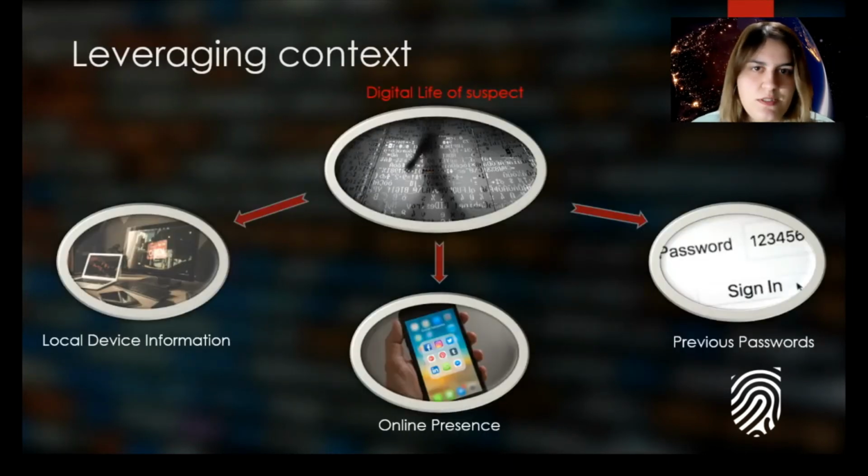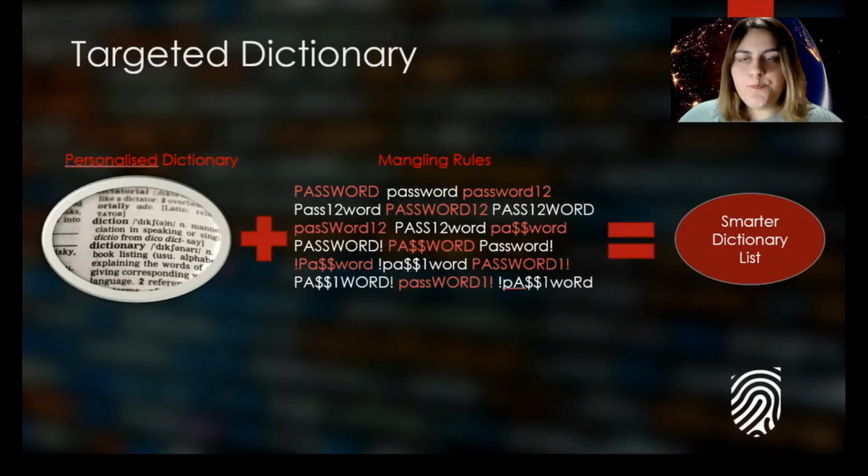But is this useful to a digital investigator? If you want to gain access to the device of a suspect, you can look into their digital life, like the information from their local devices, their online presence, and their previous passwords. All of that information can then be used to create a personalized dictionary of keywords, and then in conjunction with mangling rules, create a smarter dictionary list that is tailored to the suspect. This means that during the password cracking process, password candidates that are likely to be the password will be checked first, thus expediting the process.